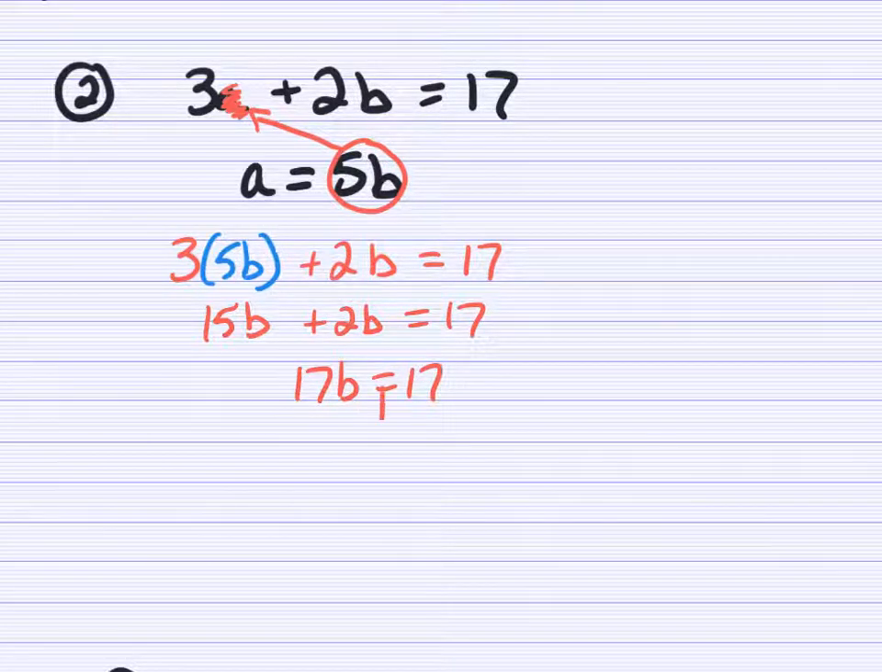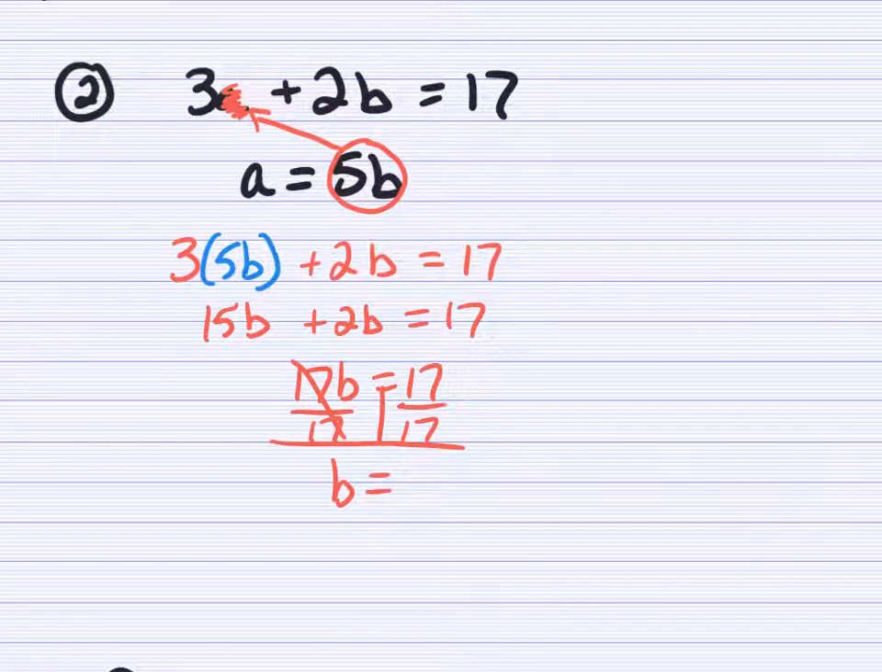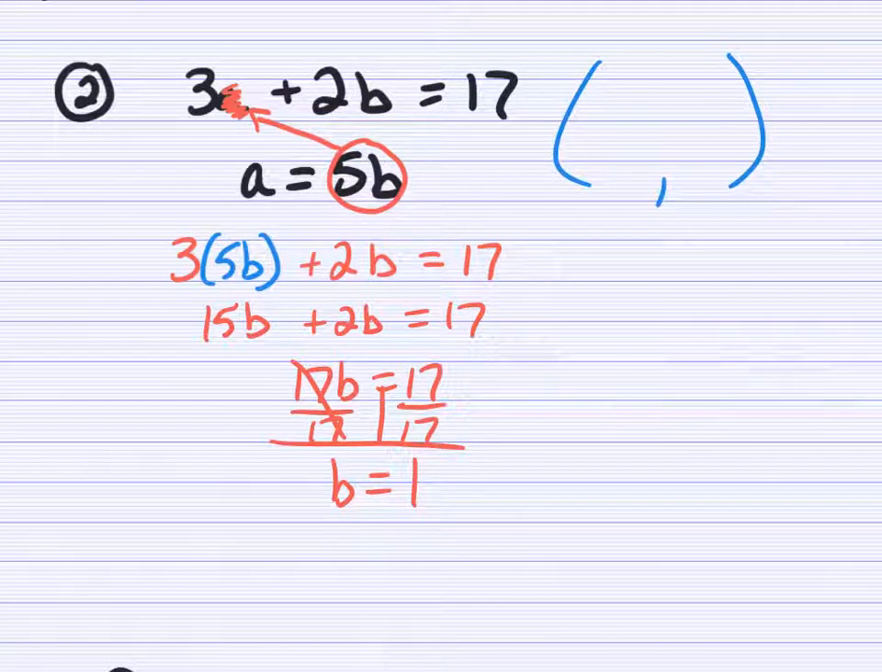And a quick upside down t to solve this one. Opposite of multiplying by 17 is dividing. And we get b to equal 1. Now, I need to write my answer, and doesn't x take the first spot and y take the second spot? But this one has a and b, so which one do you think goes where? A is x and b is y. That's right, it's alphabetical order.